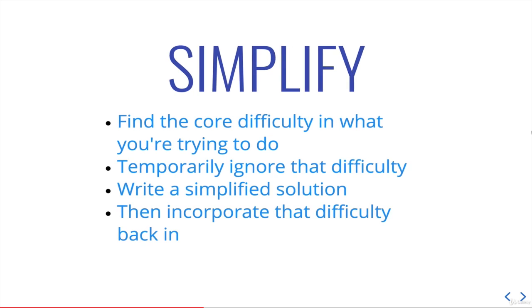So as far as the simplification, I like to think about it this way. You find the core difficulty in what you're trying to do, the thing that is tripping you up, that you're panicking about. Temporarily ignore that difficulty, write a simplified solution, and then incorporate that difficulty back in if you can. And along the way, often at this step, you'll gain insight into how this part works.